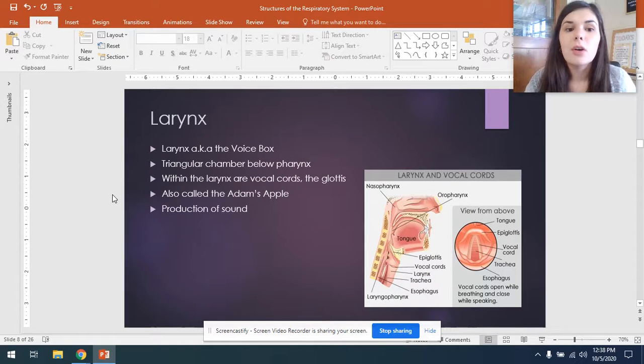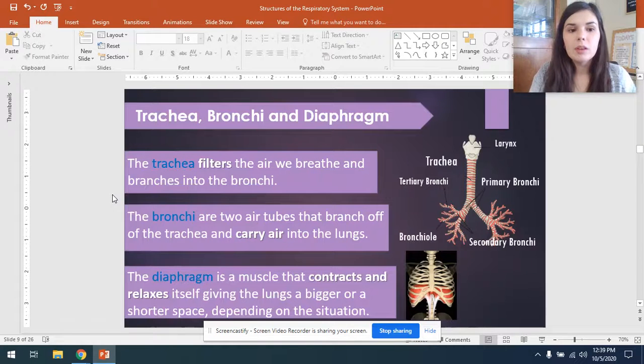Your larynx, also known as the voice box, is a triangular chamber located below your pharynx. Within the larynx are your vocal cords and the glottis. And this is also sometimes referred to as an Adam's apple, which is typically able to be seen more in men. And your larynx helps with the production of sound and the production of your voice.